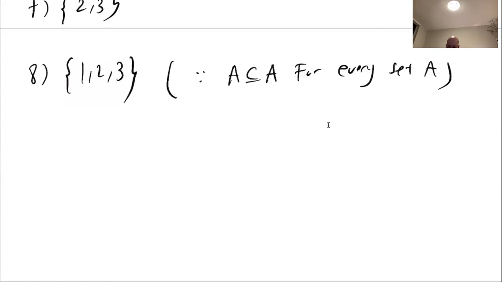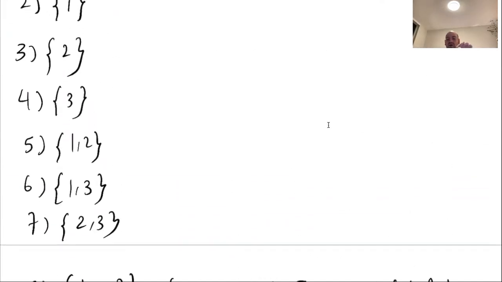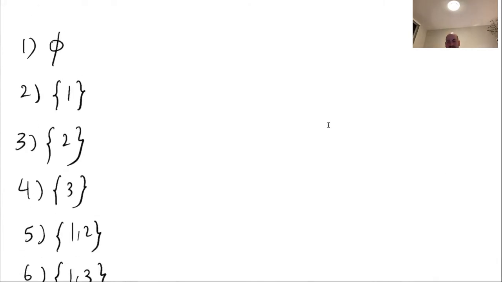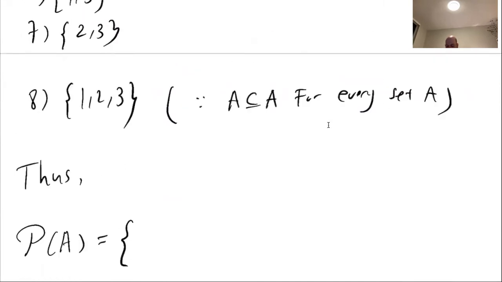So the power set P of A would be, what would be the power set? The set of, please remember, the set of all subsets of A. So here I have 8 subsets, right? The set containing these 8 subsets is going to be called the power set, the set of all subsets of A.